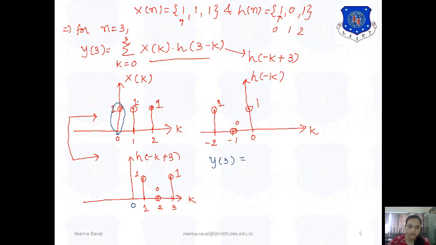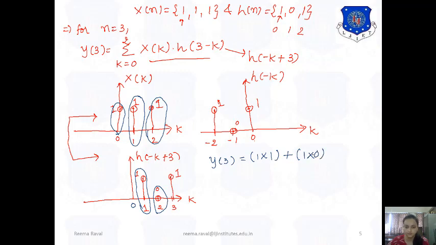Now the next instant is 1 over here, where the value is 1, and here at instant 1 the value is 1. So we will multiply the respective elements. So here it will be 1 into 1 plus here at instant 2 the value is 0, and here at instant 2 the value is 1. So we can say that it will be 1 into 0.